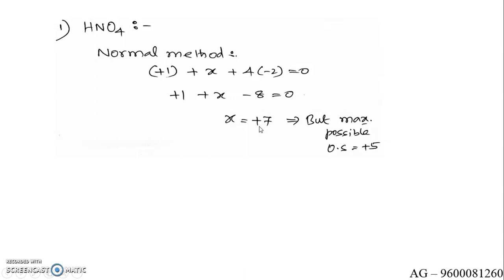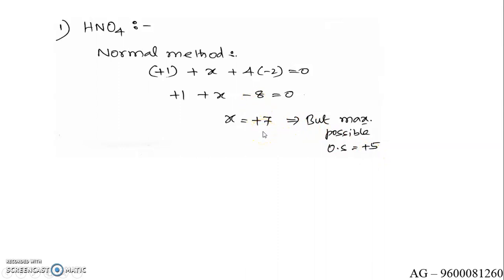But we know very well nitrogen has only 5 valence electrons. So if it loses all the 5 electrons, it can go to a maximum oxidation state of +5. So for nitrogen, listen, the maximum possible oxidation state is +5 only. Are you clear? But here we got +7.